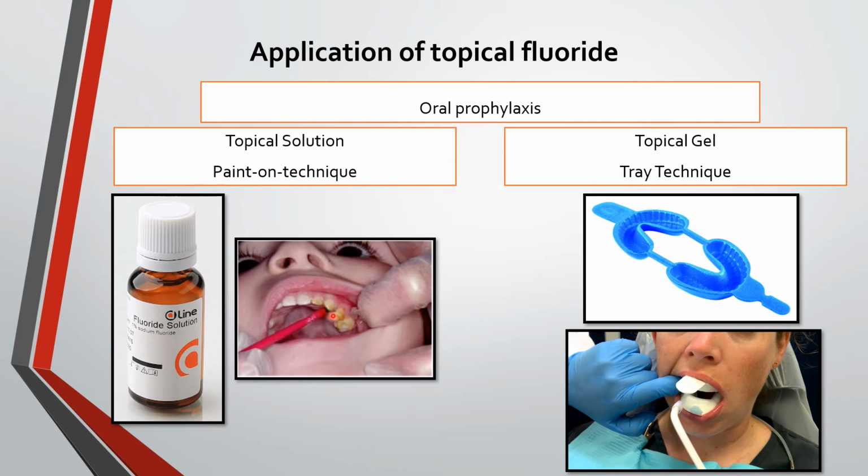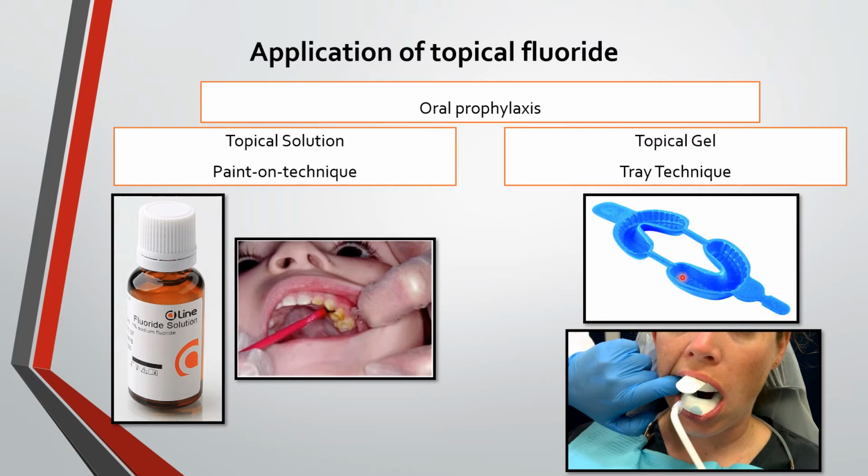Interproximally, you can use floss which is soaked in the solution, and you can pass the floss between the teeth to reach the interproximal areas. And there are certain techniques we will discuss when we're discussing the topical agents that we use. So for now, remember, solutions and fluoride varnish are used by paint on technique.